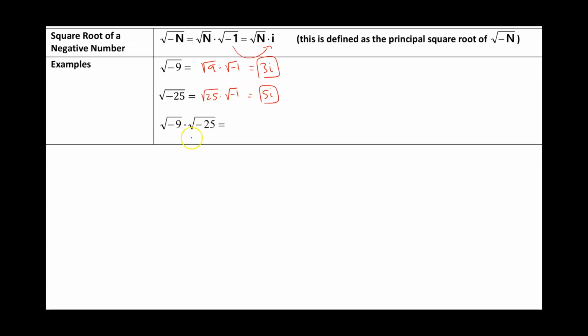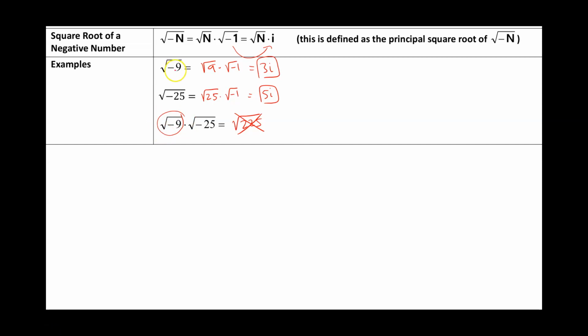Now let's combine that. Take the square root of negative 9 times the square root of negative 25. Now here's a common mistake students make. The instinct is to multiply and write the square root of negative 9 times negative 25. That's 225, which is actually incorrect. The reason is that because we have square roots of negative numbers, we have to simplify the negative square roots first before we can multiply.